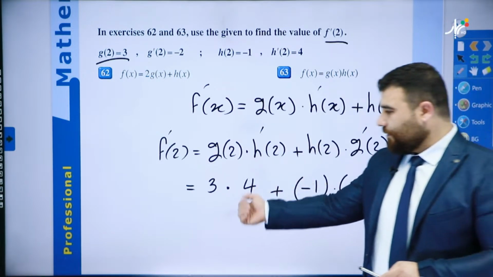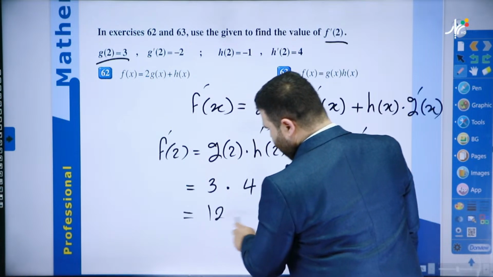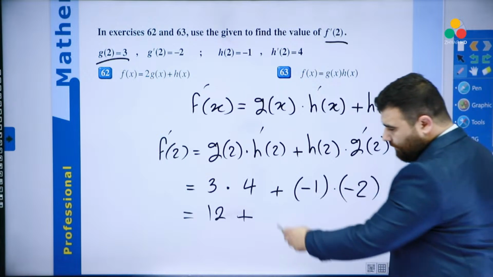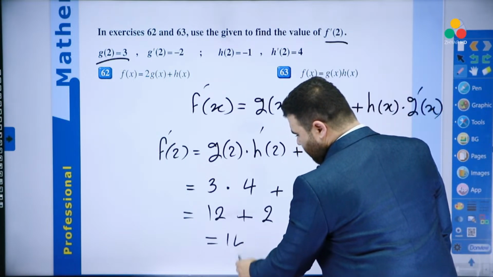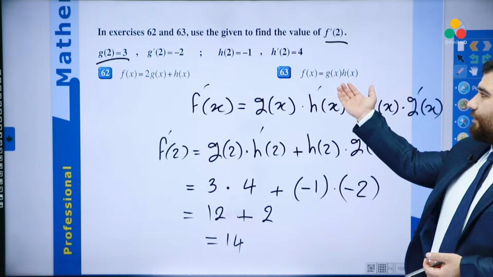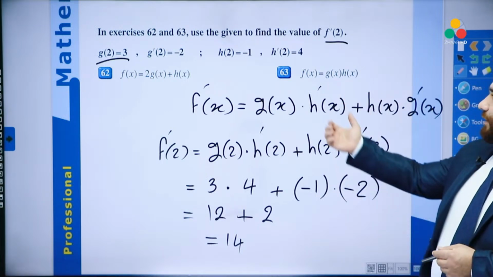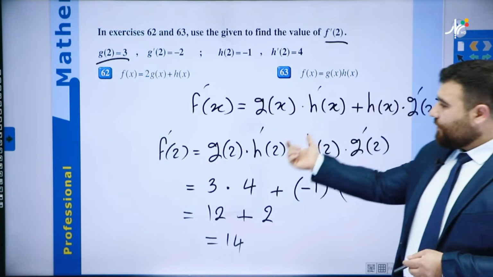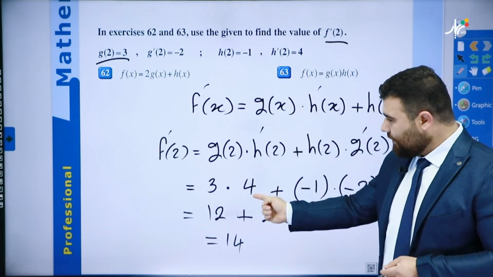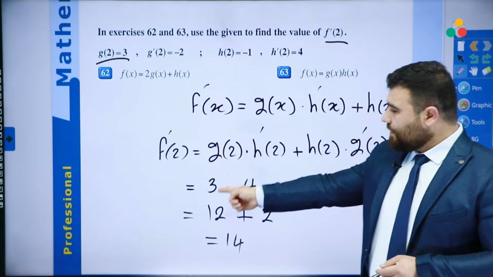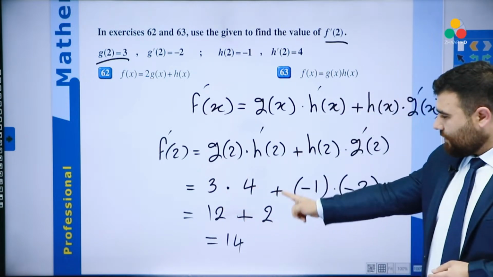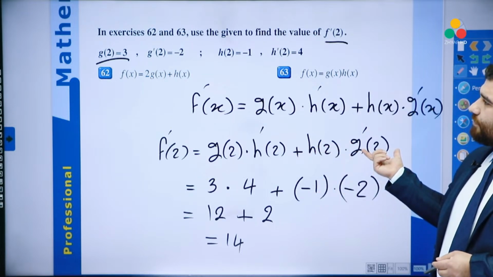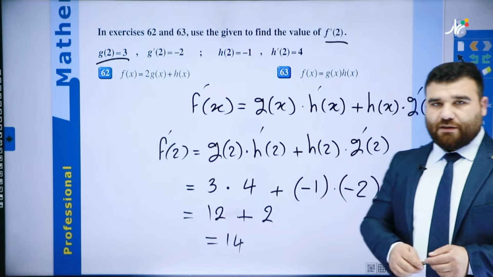Now, 3 times 4 is 12. Plus, negative times negative is positive. 1 times 2 is 2. 12 plus 2, the answer is 14. So f prime of 2 here is equal to 14. If we quickly check, first times derivative of second plus second times derivative of first, it's all right. Now replacing h prime of 2 is 4. This is the 4. G of 2 is 3, so the 3, right? Plus h of 2 is negative 1. G prime of 2 is negative 2. It's all right.